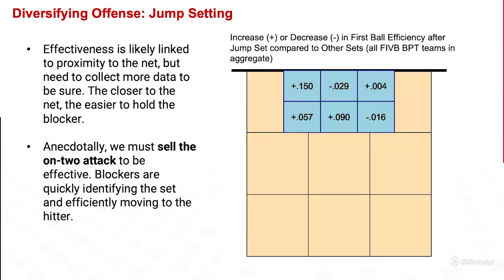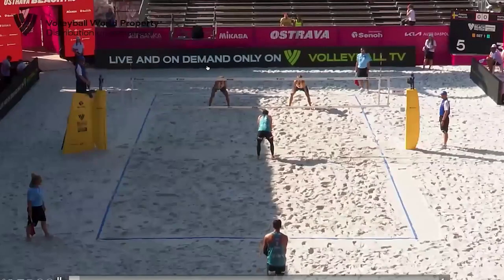Anecdotally, we do know that we have to sell the on-two attack to be effective. Blockers are getting stronger and stronger at identifying: is this player going to actually attack or are they going to jump set? And they're looking at the feet for an attack step close. They're looking at the arm swings. Are they aggressive and fast and pumping their arms? And it's like, oh, I've got to hang out here because this player looks like they're going to swing on two. Or are they approaching it really slowly and it's pretty clear that they're going to be setting the ball?